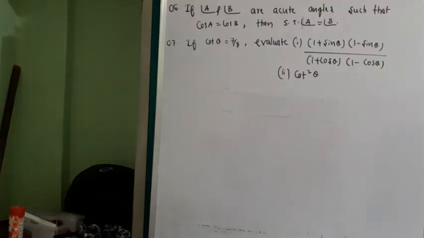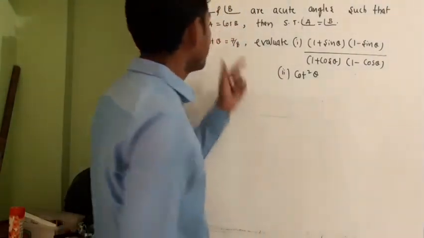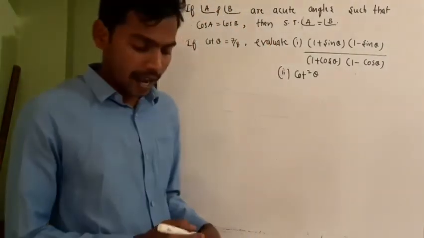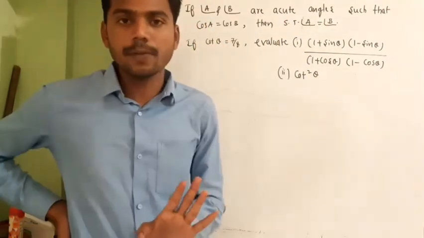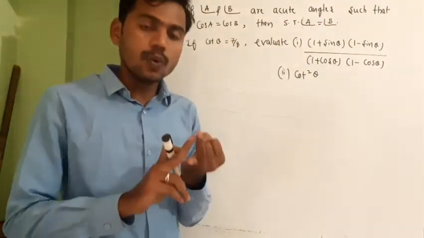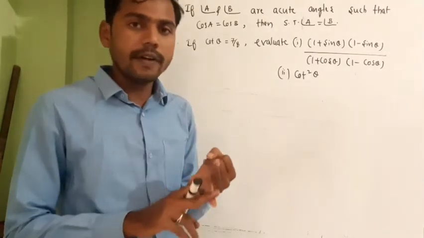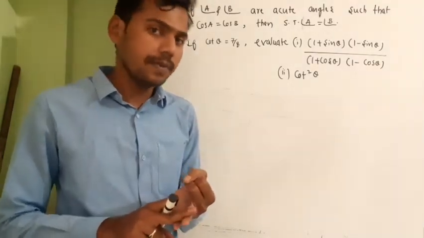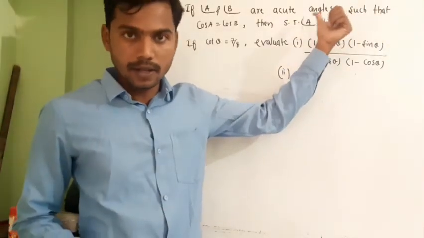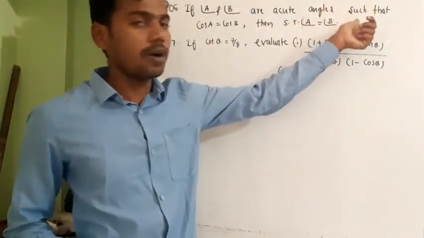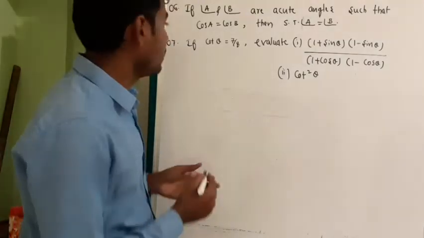Next, sixth question. If angle A and angle B are acute angles such that cos A is equal to cos B, then show that angle A is equal to angle B. Already I have solved such questions in the introductory part, and even I have given 2 methods. One which is given in the book and another alternate method, which was very much easy. So whichever is convenient for you, you can apply that method and get it solved. Okay. Now, seventh question.